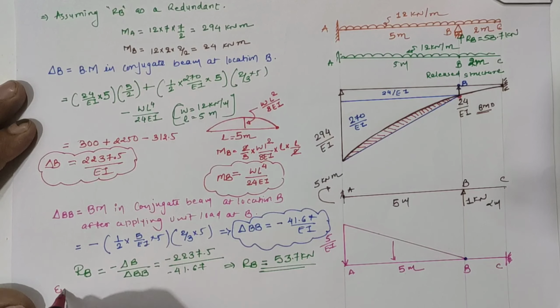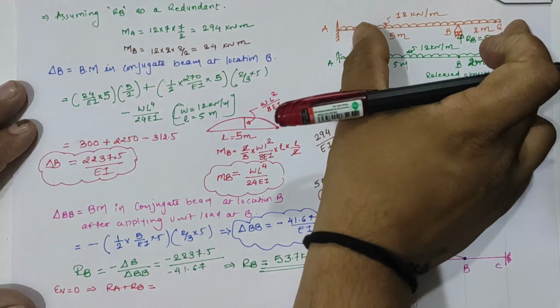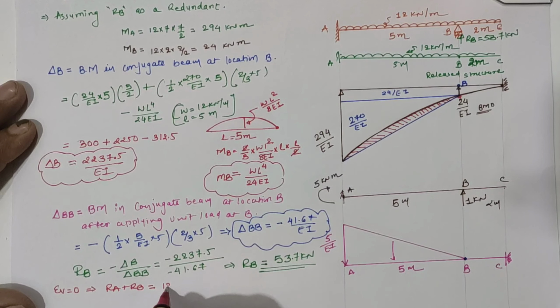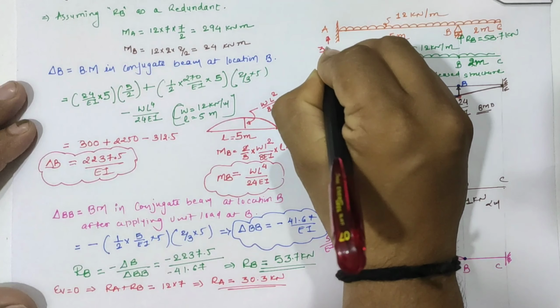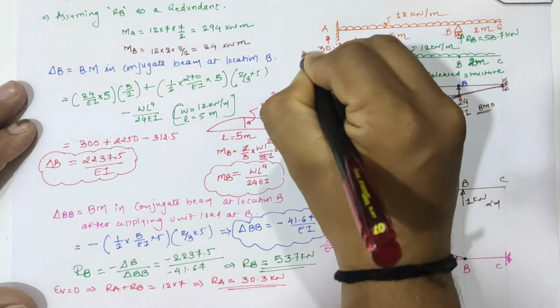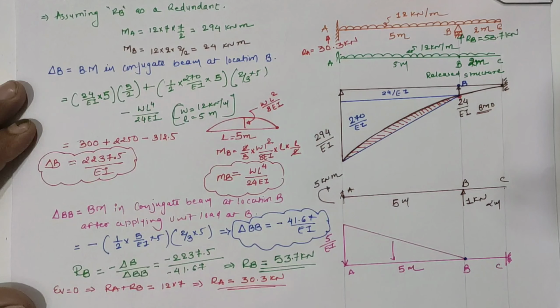Now if we take sigma V equal to 0, then RA plus RB in the upward direction must be equal to UDL into total distance, which is 12 into 7. Putting the value of RB as 53.7, we have the RA reaction as 30.3 kilonewton. So our resultant at A is equal to 30.3 kilonewton in upward direction.